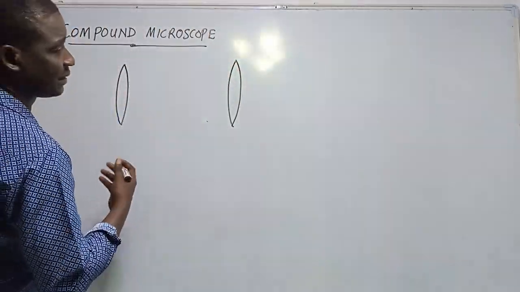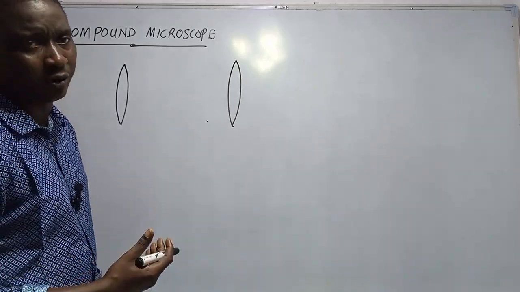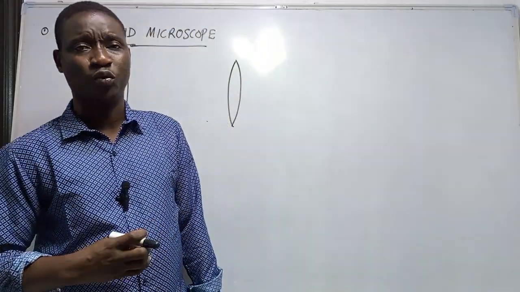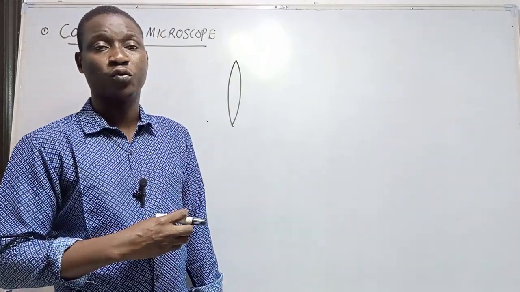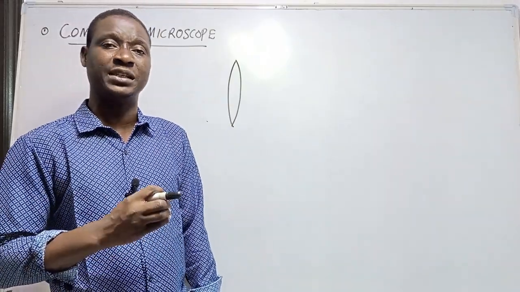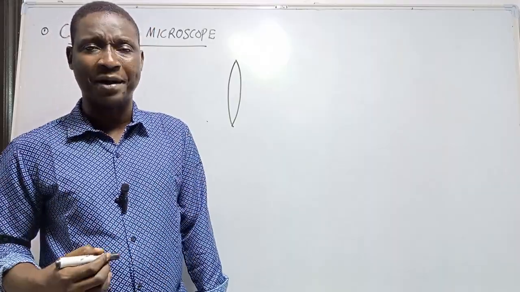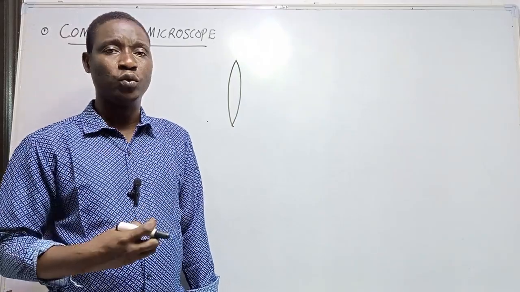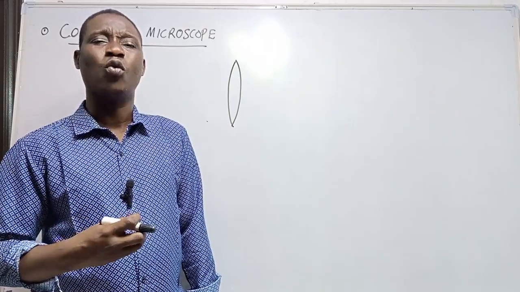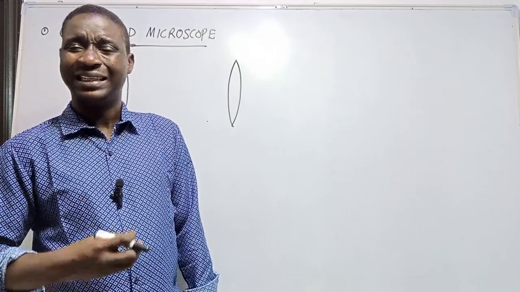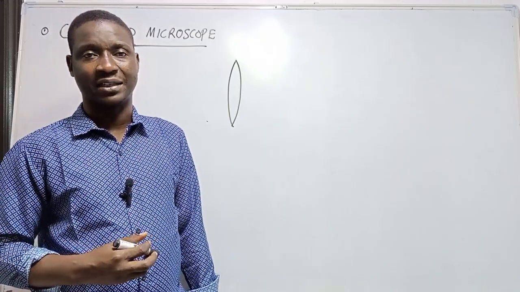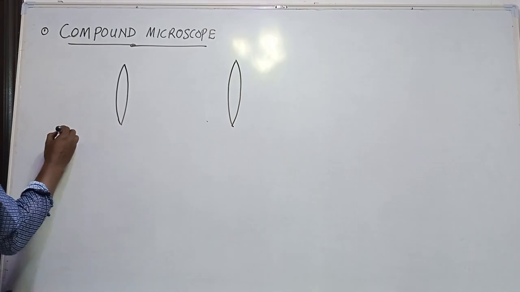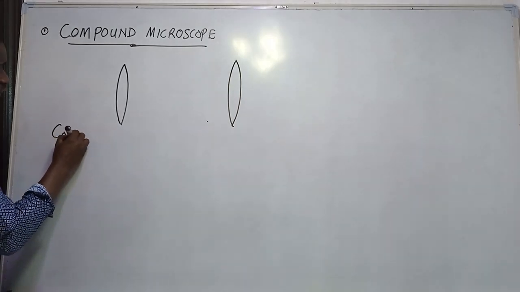So what about a compound microscope? What brought about it? Don't forget that we talked about a simple microscope, and in a simple microscope, the resolution and the magnification are very low compared to a compound microscope. So a compound microscope is used for high resolution, to highly magnify a tiny object.